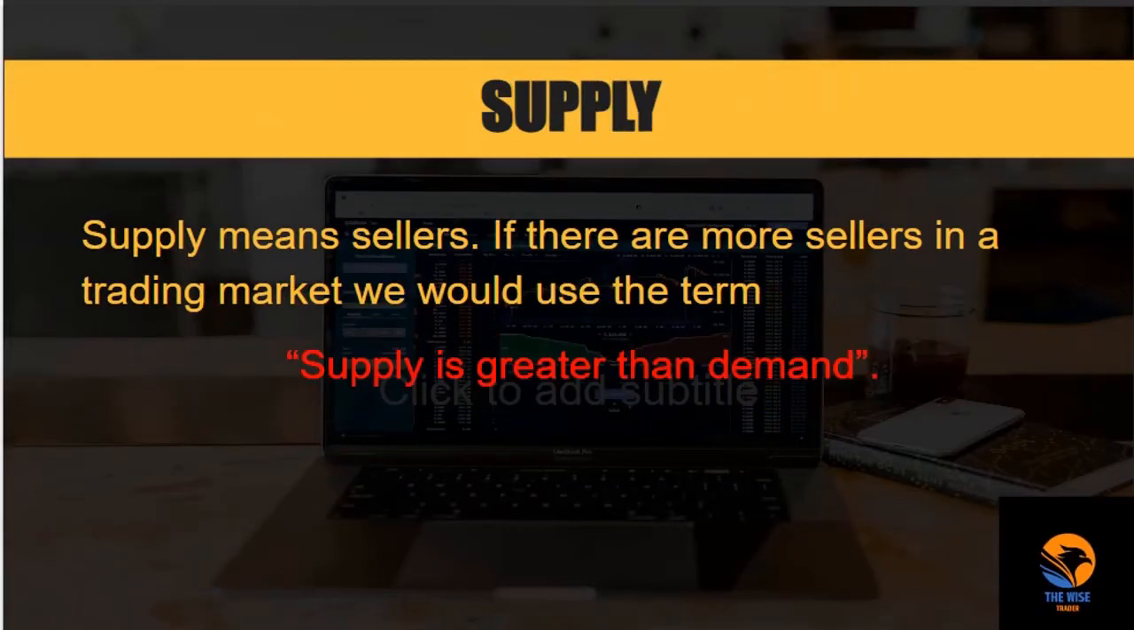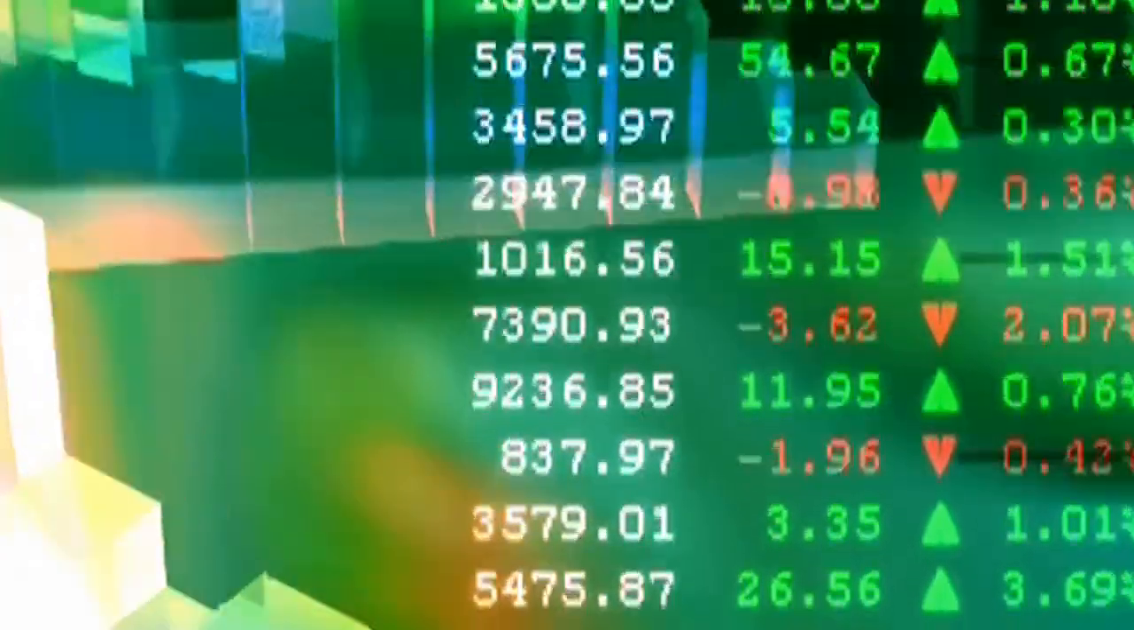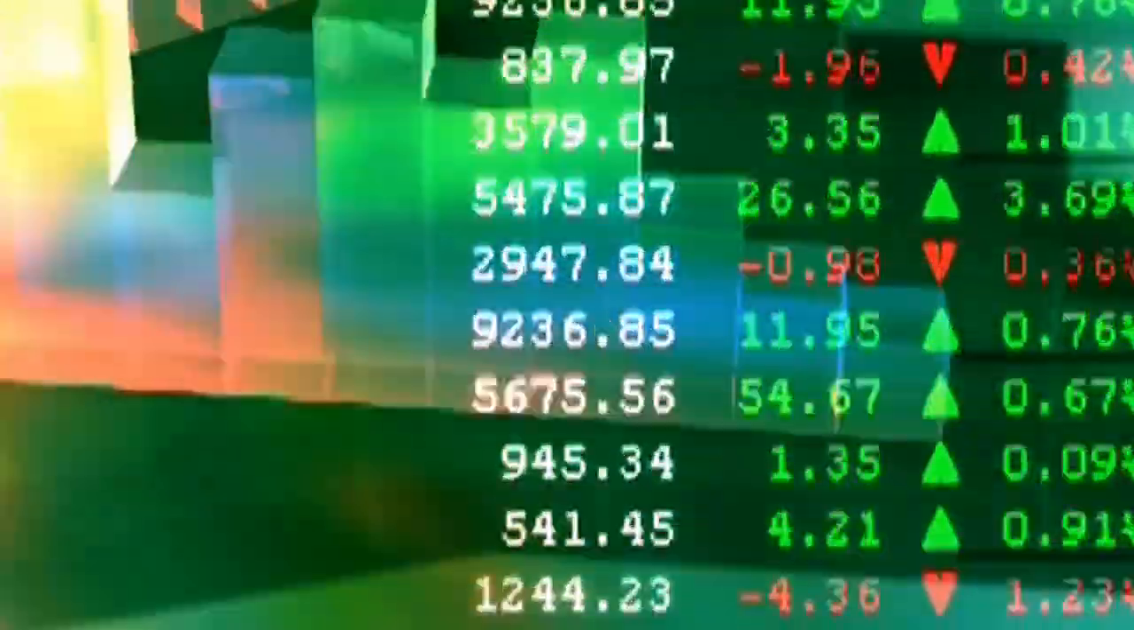So let's go over supply. Supply means sellers. If there are more sellers in a trading market, we use the term supply is greater than demand, meaning that there's enough stock to sell and the buyers are fewer. Supply in forex is very simple. Actually, both of them are simple, and you can only be on one side of the market. Either you're a buyer or you're a seller. If there are more sellers in the market, we use the term supply is greater than demand.